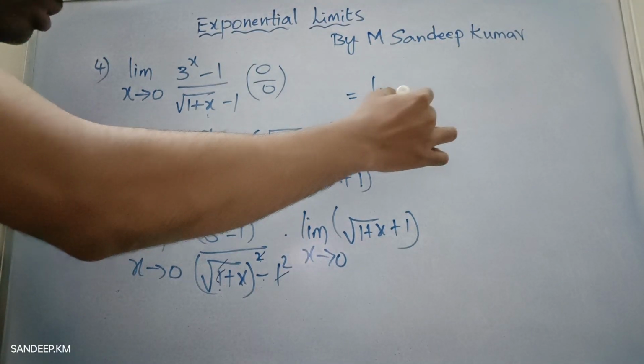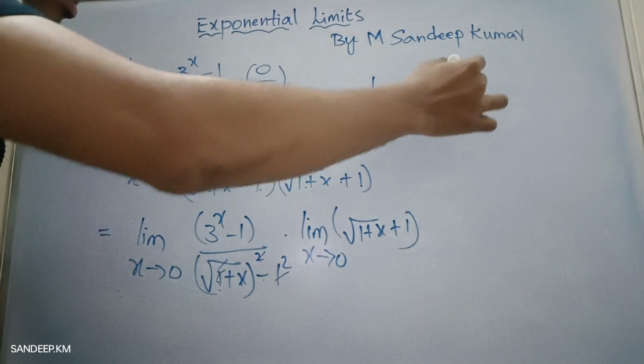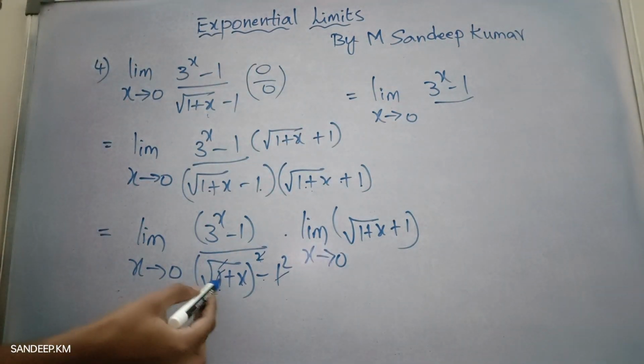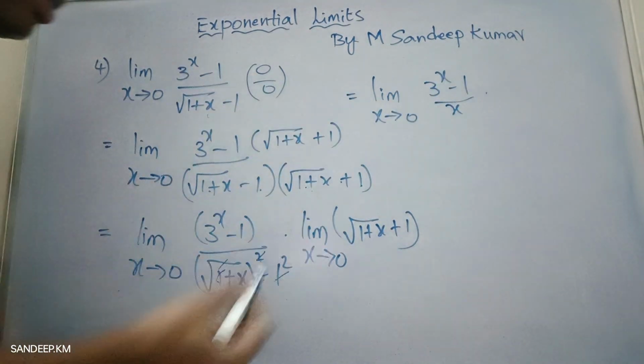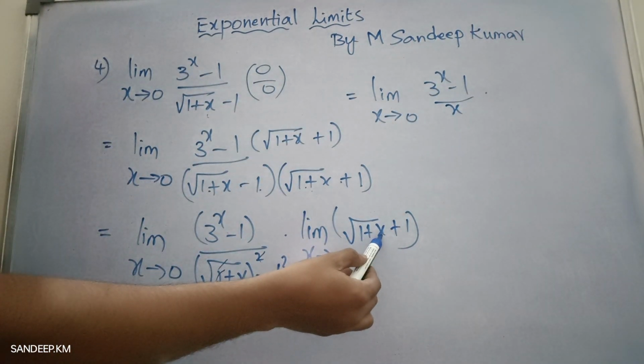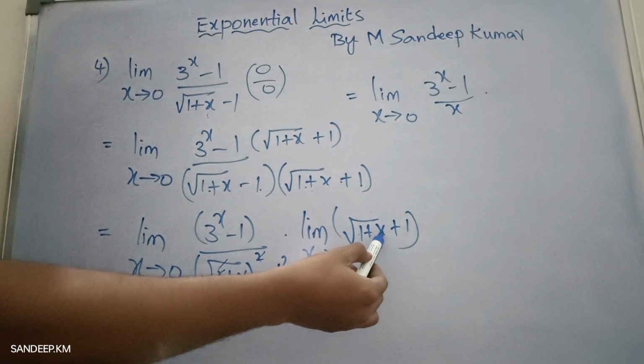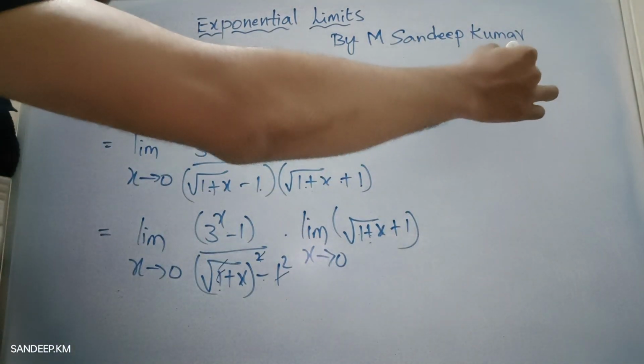Limit x approaches 0, 3 power x minus 1 divided by only x into. Here I can substitute x value as 0, right? Root of 1 plus 0 will be 1. 1 plus 1 will be 2.